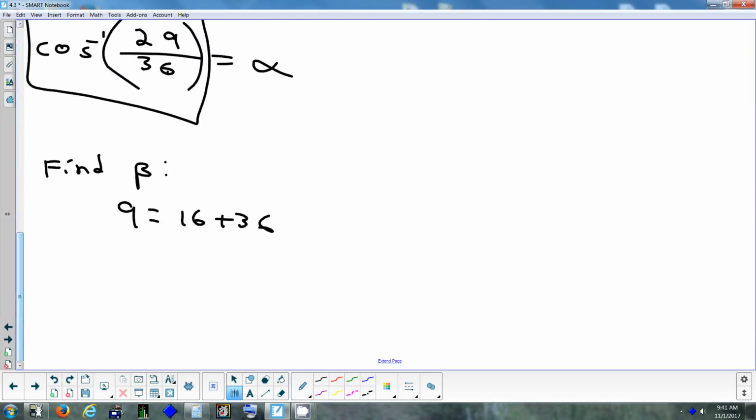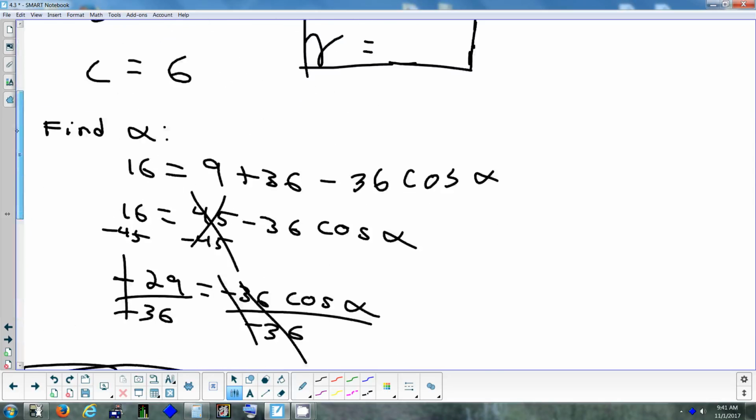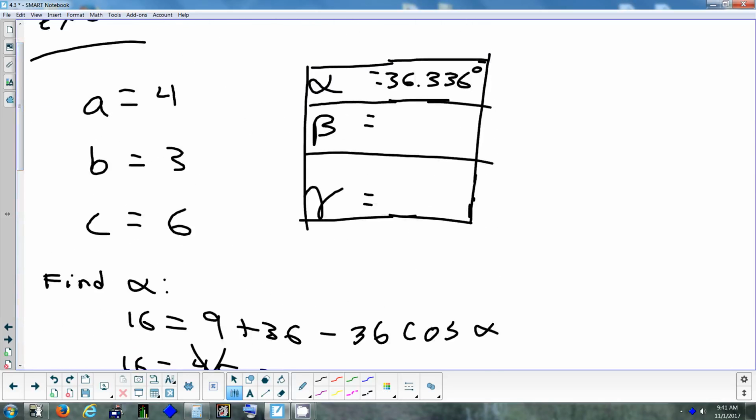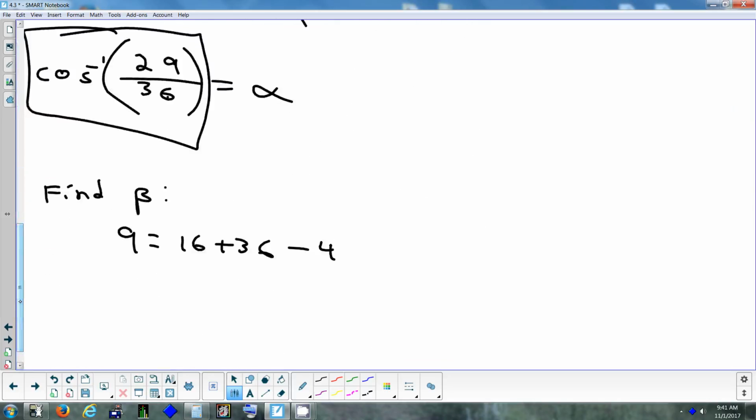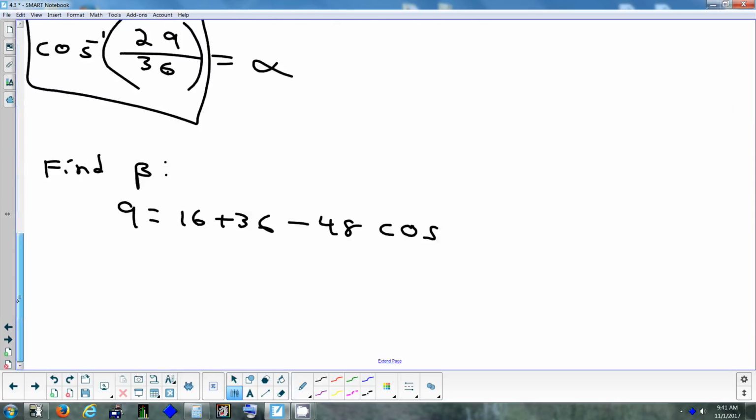If you even want to do that step in your head and add that, you can too. But sometimes the more steps you do in your head, the more mistakes you make. All right, so we got that, minus what comes next? 2AC. So 2 times 4 is 8 times 6. 48, yep. Times the cosine of what angle are we finding? Beta.